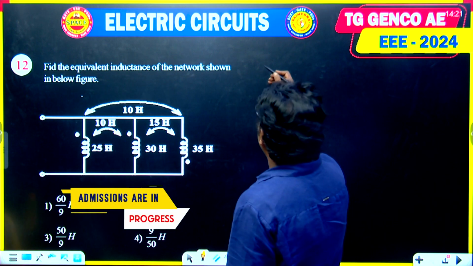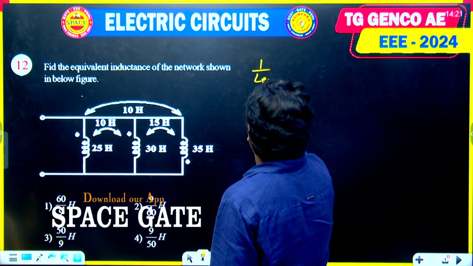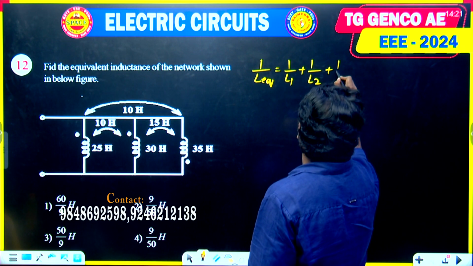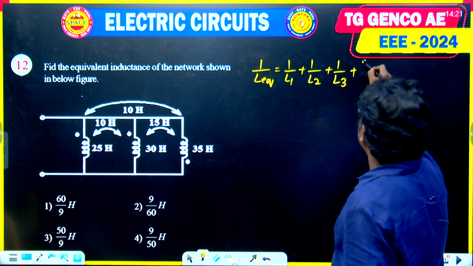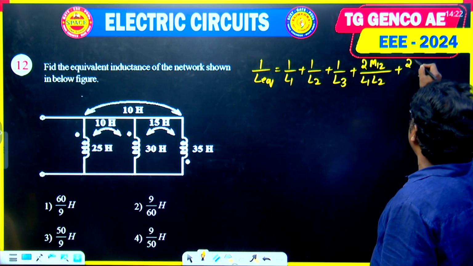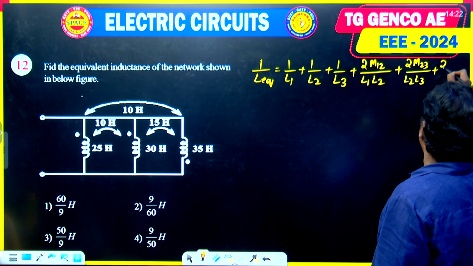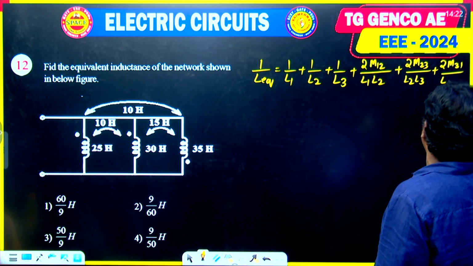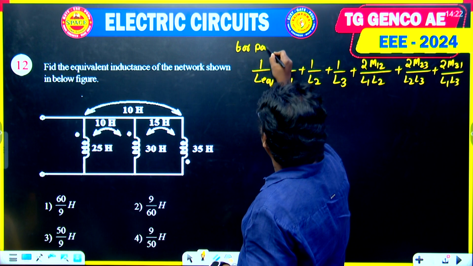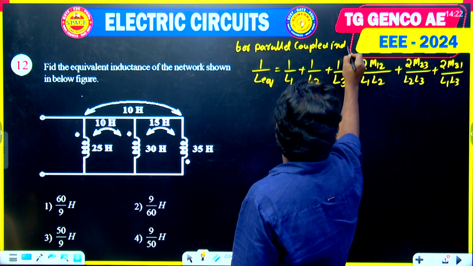For parallel mutually coupled inductors, 1 by L equivalent is equal to 1 by L1 plus 1 by L2 plus 1 by L3, plus 2 times M12 divided by L1 L2, plus 2 times M23 divided by L2 L3, plus 2 times M31 divided by L1 L3. So this is the formula for parallel coupled inductors. This is the L equivalent formula.